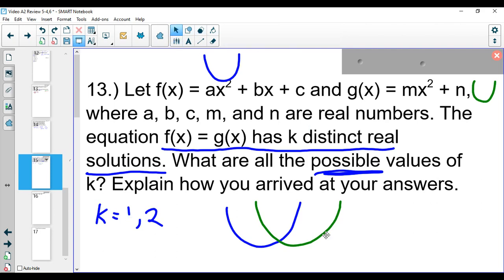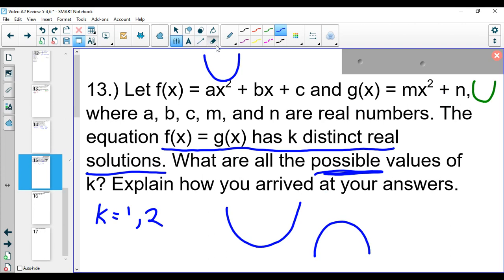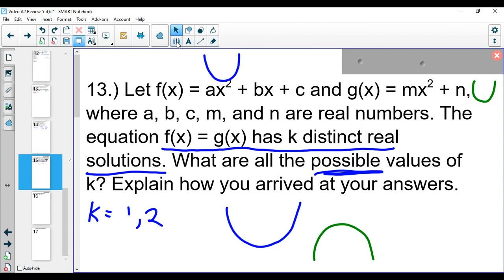And I guess 0 could be a possibility, right? Because if g of x opened down, oh, I meant to do that in green. If g of x opened down and they were completely missing each other, they're never going to cross. So 0 would be a possibility as well. Let me put those in order. So 0, 1, and 2. I think that's going to be it.